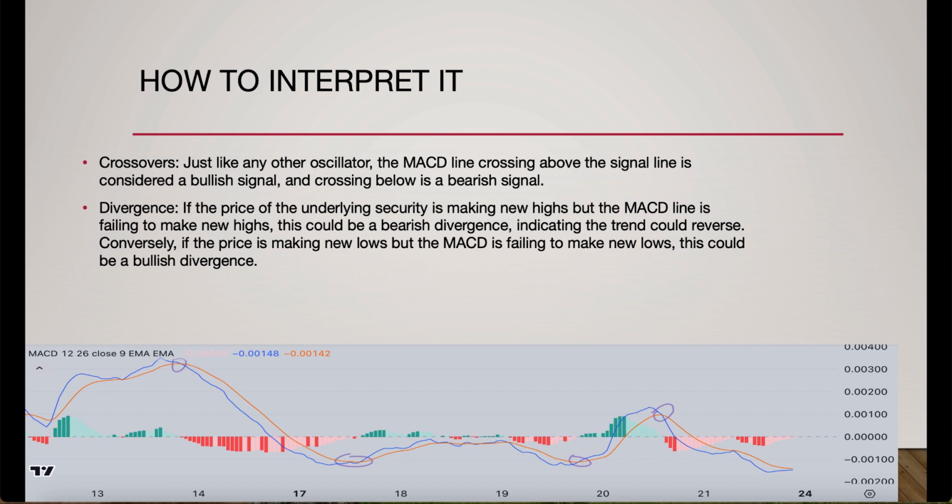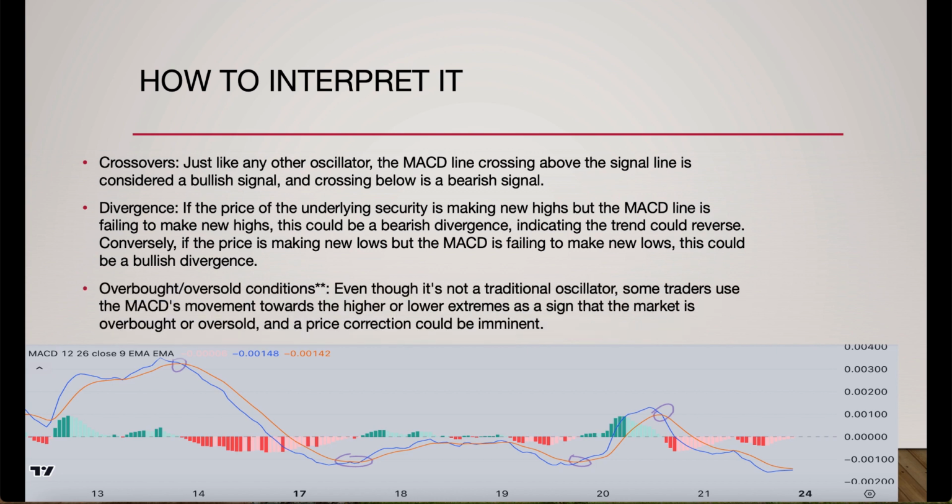On the other hand, if the price is making lows, but the MACD is failing to make the lows, that means that this could be a bullish divergence, meaning that we'll be looking to buy, and the price could basically go the opposite way. Like for instance, here if I had a divergence, and if the price was making lows and the MACD wasn't making the lows, then we will look for the price to go up, so we'll be looking for buys.